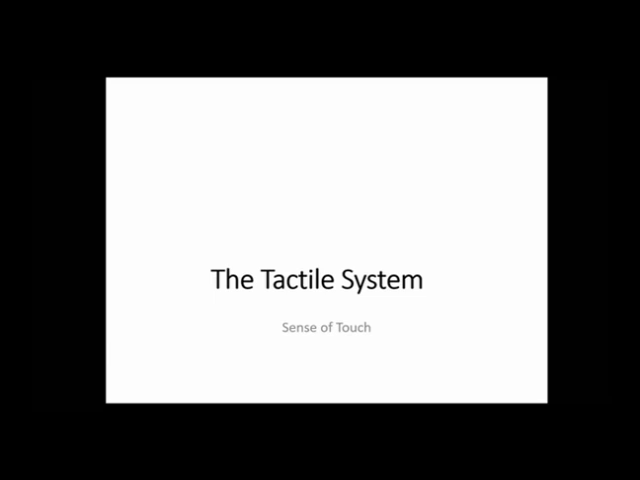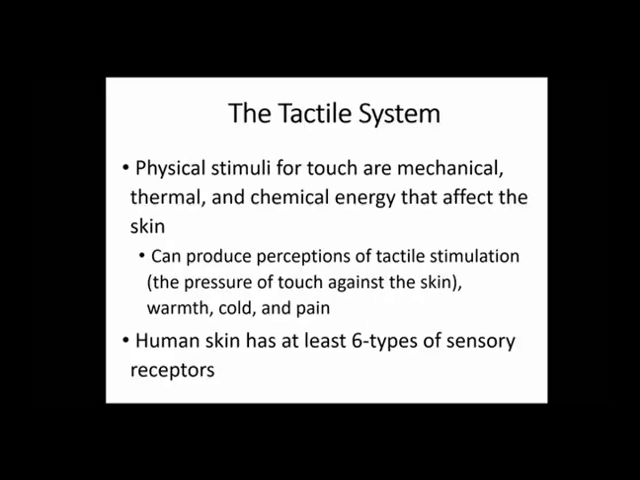We're going to move on to our next system, and this is our tactile system, our sense of touch. In our tactile system, our physical stimuli are going to be mechanical, thermal, and chemical energy that's affecting our skin. Mechanical is sort of a pressure feeling. If you push down on your forearm, that is a mechanical feeling. So you're feeling that pressure. Thermal is when something is warmer or colder than your skin. You can detect that difference in energy.